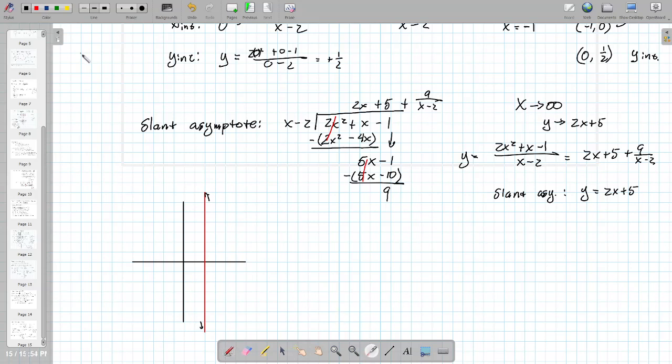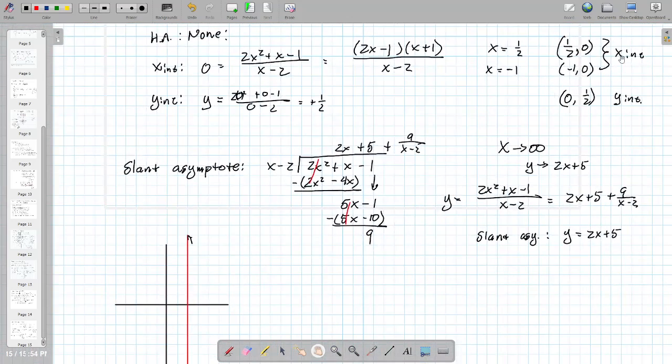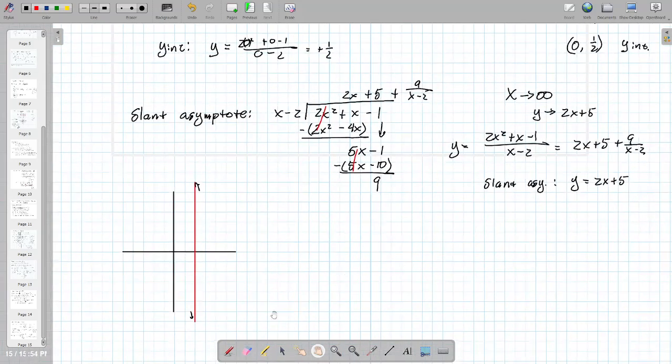We also do not have a horizontal asymptote, so we can ignore that step for now. And then we have our x-intercepts at 1/2, 0 and -1, 0. Plot those 2 points. Then we also have our y-intercept at 0, 1/2. Now let's go ahead and draw our slant asymptote. There's nothing else left to do except draw that. So 2x plus 5. I'm going to plot that line, but I'm going to do it in blue because it's an asymptote. It's like a horizontal asymptote. It's just not flat. 2x plus 5.